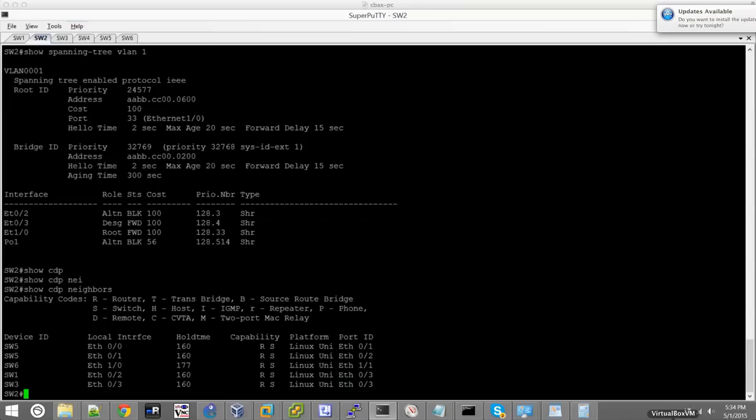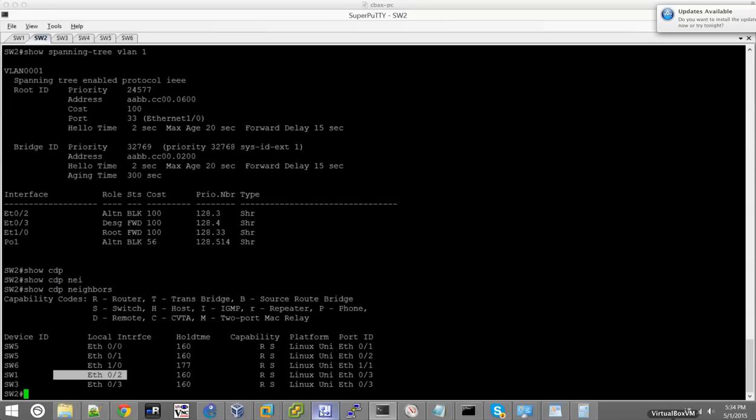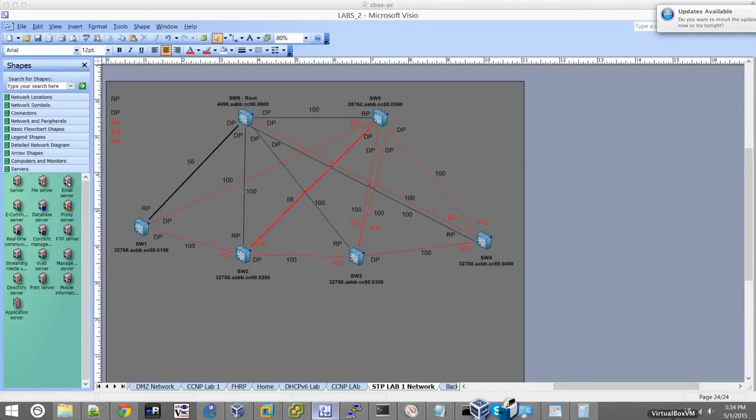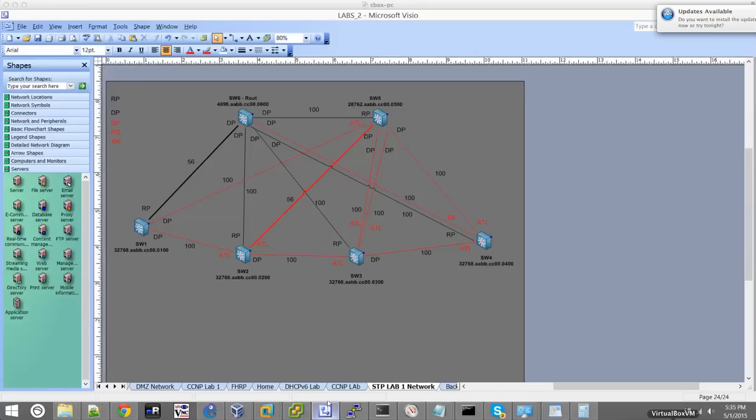So, CDP neighbor. Ethernet 0/2 is blocking, which is going towards switch 1, as it should be. Perfect. The link going between switch 3 is blocking, as it should. No, it's forwarding, I'm sorry. The link going between switch 3 is forwarding, as it should be. All right? And the other link, Ethernet 0/2 toward switch 1, is blocking, as it should be. So we got our two blocking ports: 0/2, which is going towards switch 1, and then port channel 1, which is going up towards switch 5. So that's working. Perfecto.